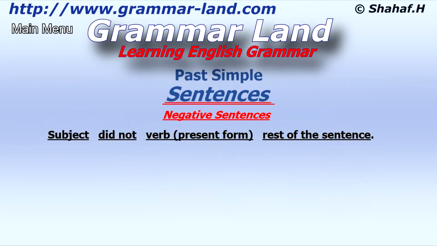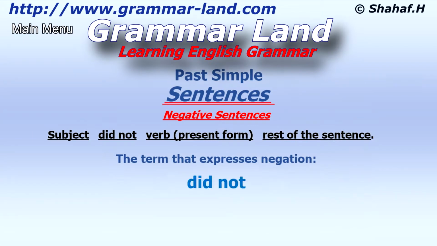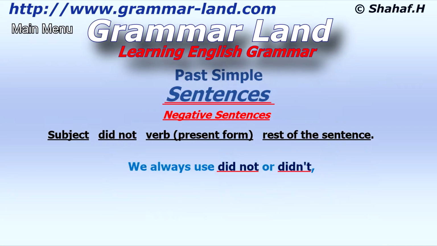Negative sentences. The sentence starts with the subject, followed by did not. Then, a verb in its present tense form, and then comes the rest of the sentence. The term that expresses negation is, did not. The shortcut of did not, is didn't. We always use did not, or didn't, no matter what the subject is.